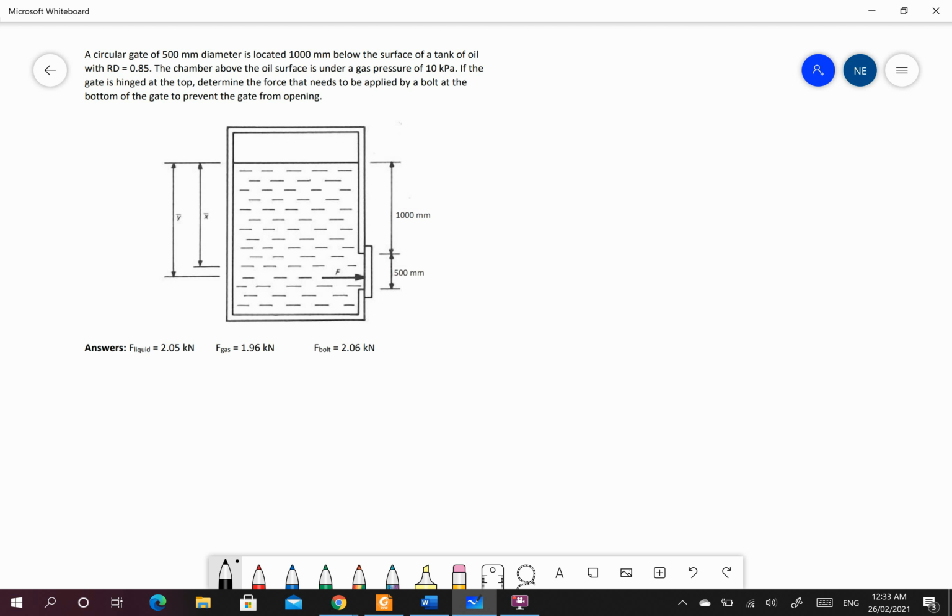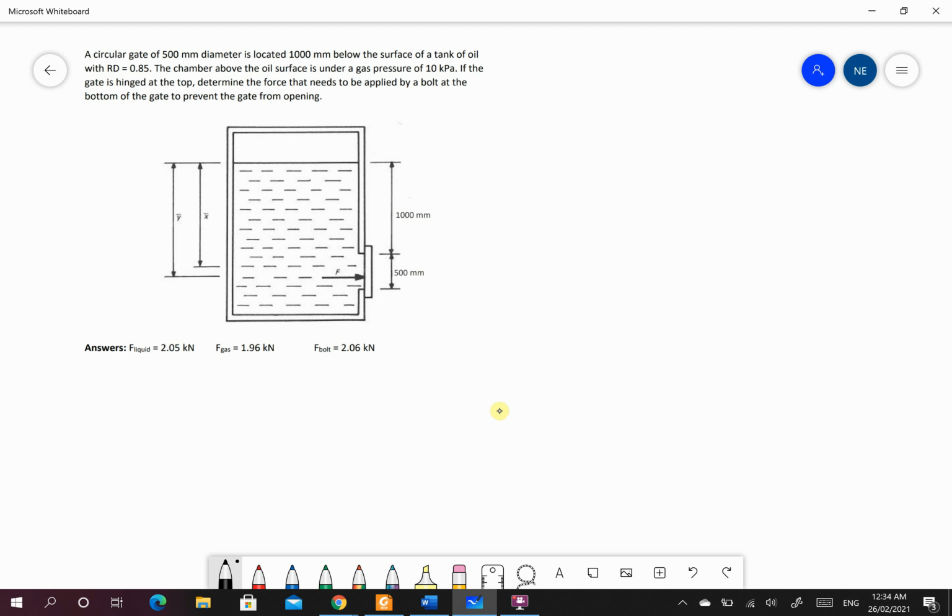To start off with, I'm going to go through this additional example. What we're trying to do here is, if I have a force from the liquid and from the gas, work out how much force I need to place here, to be held by a bolt, in order to keep the gate shut. So, three things we're looking for: force of the liquid, force of the gas, force of the bolt. So, let's start with the liquid.